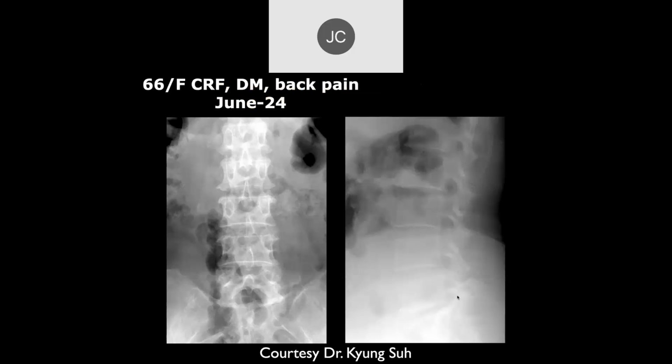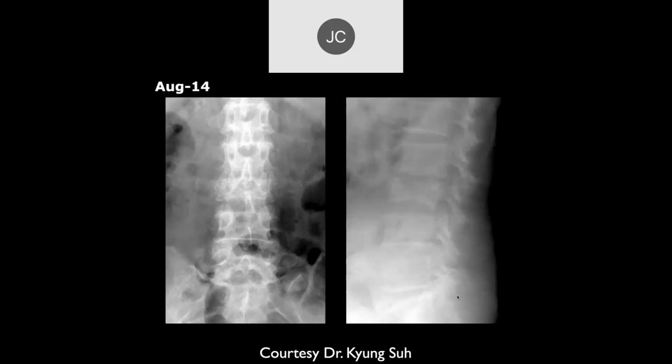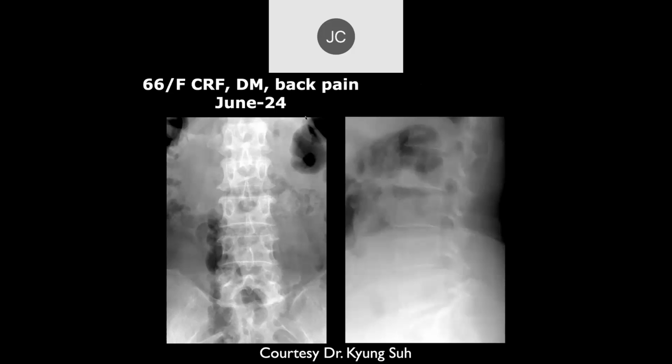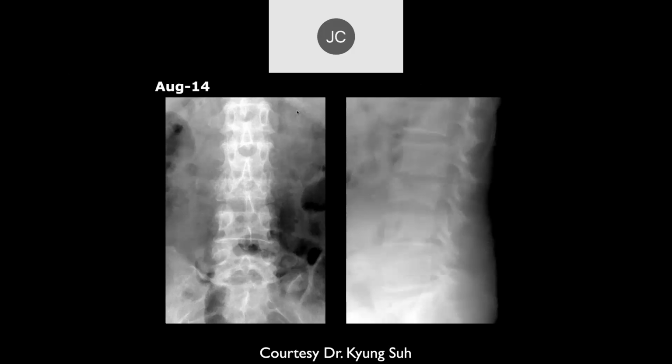All right, so we have a 66-year-old woman with chronic renal failure, diabetes, and back pain. This is in June. Here, I don't think I see a whole lot. Now it looks like there's been some change. Okay, so this is June 24. We don't know the year. Now we're in August 14th, a couple of months later.